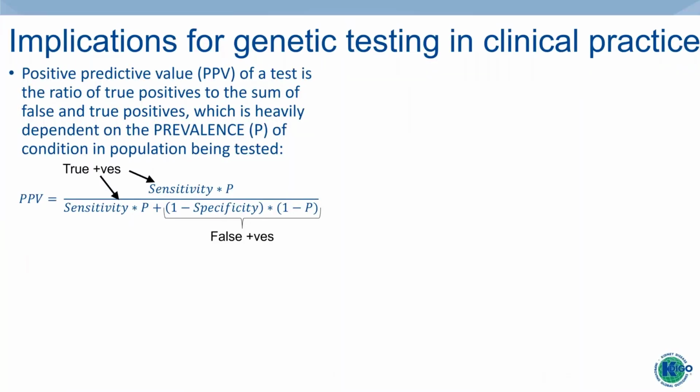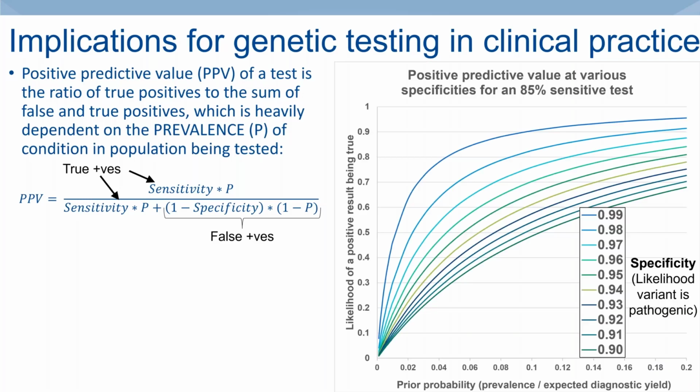So what are the implications for genetic testing in clinical practice? Well, the positive predictive value of a test is the ratio of the true positives to the sum of the true and false positives. This is heavily dependent on the prevalence of the condition in the population being tested. It's shown by this formula here. If you graph this, what you can see is that as the specificity, that is the likelihood that a variant is pathogenic, changes, the likelihood of a positive result being a true as opposed to false positive result changes on the y-axis here.